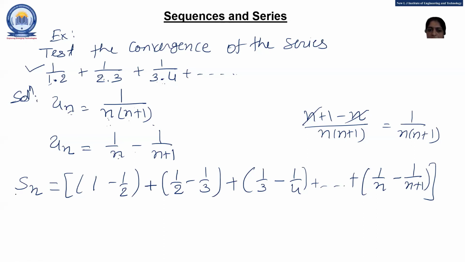And this Sn is the sum of the first n terms. So if I put n equal to 1 in this equation, I get my first term. If n equal to 2, I get my second term. If n equal to 3, then I get my third term. Then up to n, I have my nth term.